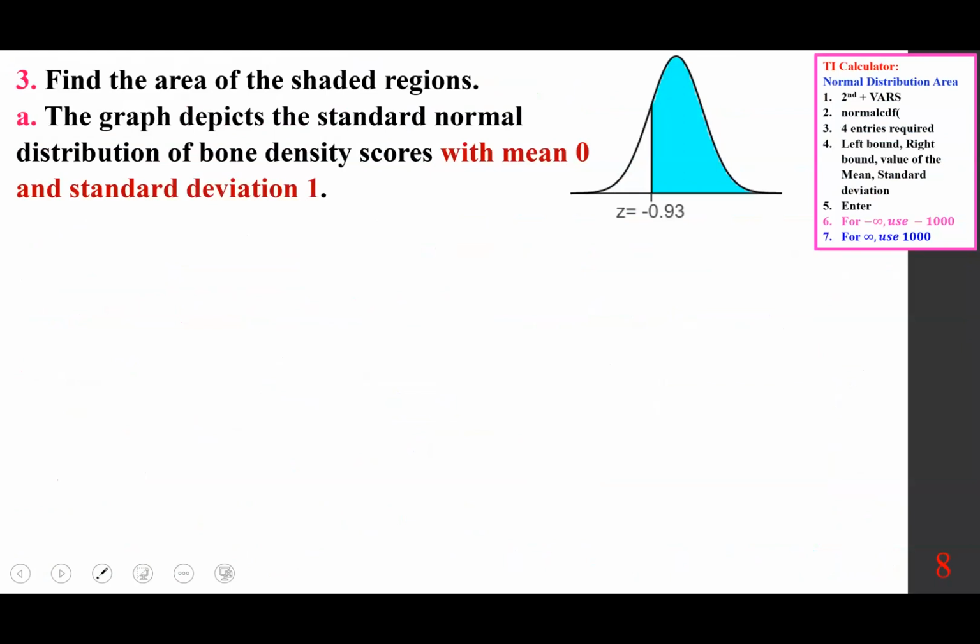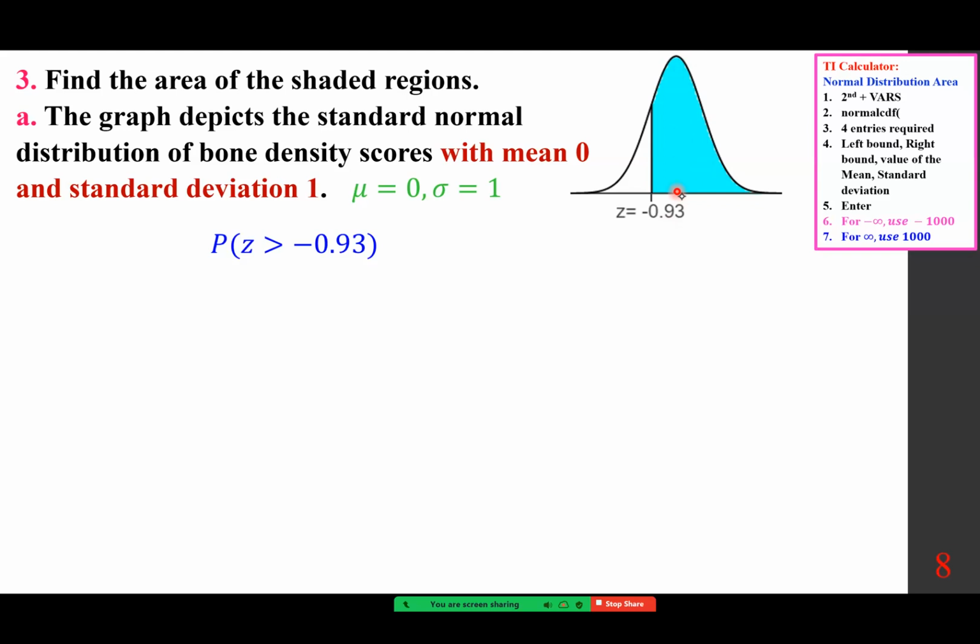Find the area of the shaded region. The graph depicts the standard normal distribution of bone density score with mean of 0 and standard deviation of 1. So mu is 0, sigma is 1. That means basically standard normal distribution, and we want the probability of a z larger than negative 0.93. Again, I don't know that. I have to look up the table or go with the technology, but I do know it's larger than 0.5 because half of it is 0.5.